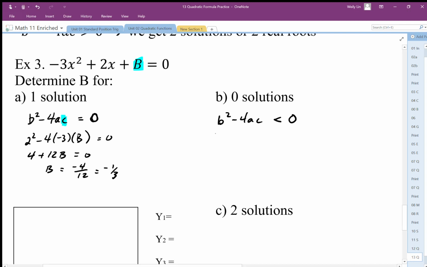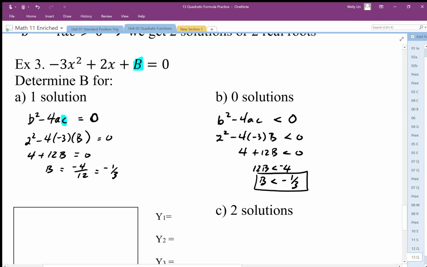So again, I just plug in 2 squared minus 4 times negative 3 times b. This is essentially the same equation. We're going to end up with 4 plus 12b less than 0. Let's do 12b less than negative 4. That way we're not dividing by the negative. We know that b must be less than negative 1/3.